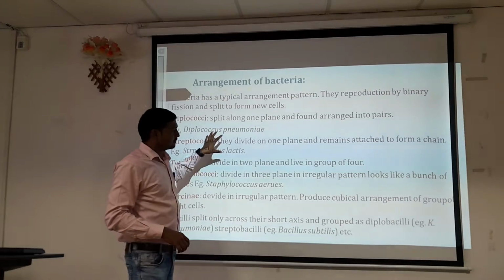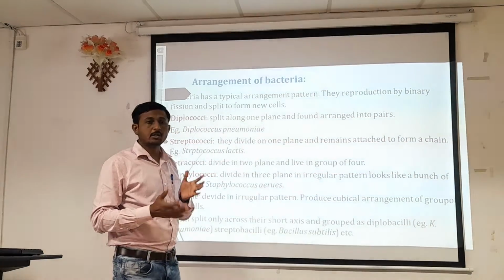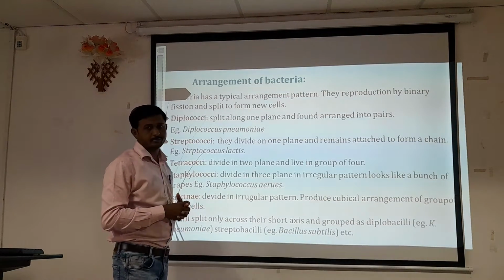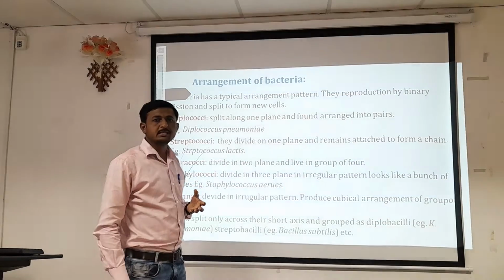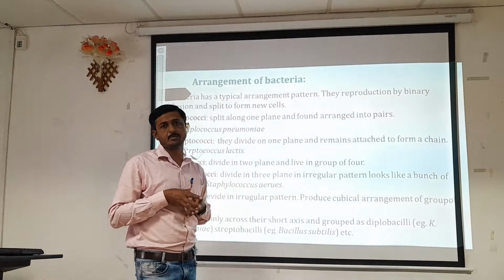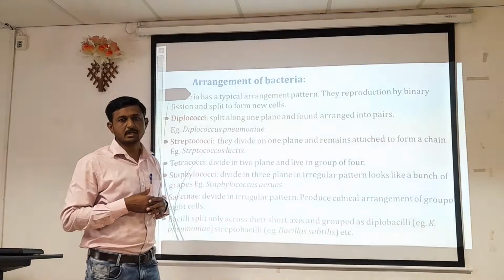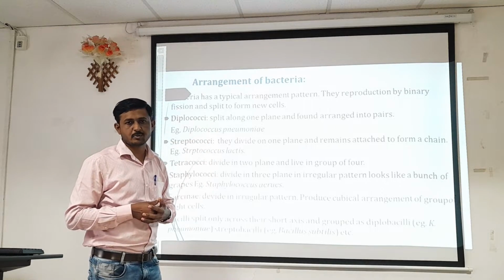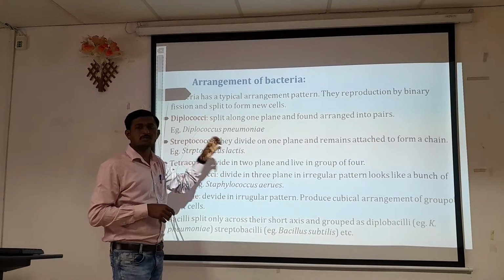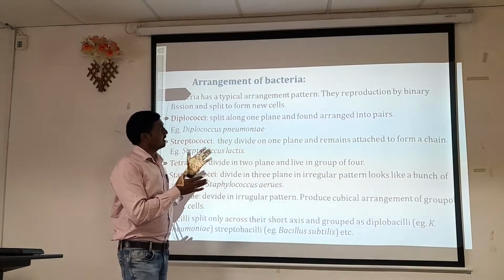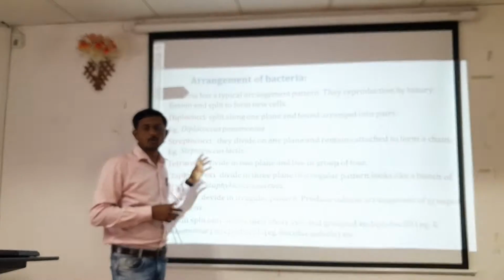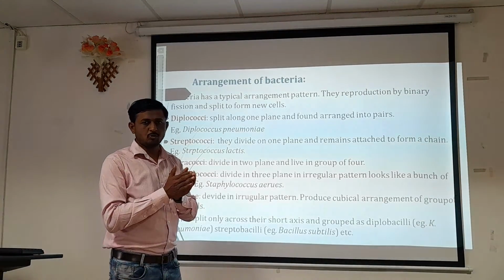Apart from that, on the basis of arrangement of bacteria, we can also differentiate the bacteria into different groups. Apart from gram staining characteristics, bacteria also possess a typical arrangement pattern. On the basis of their arrangement pattern, bacteria are further classified into different groups. One is diplococci. Diplo means two and cocci means oval in shape. They split in one plane and are arranged in pairs. It is the diplococci group of bacteria.